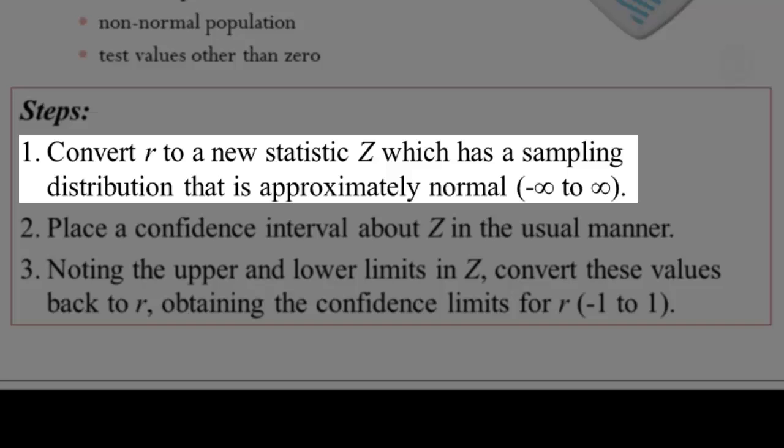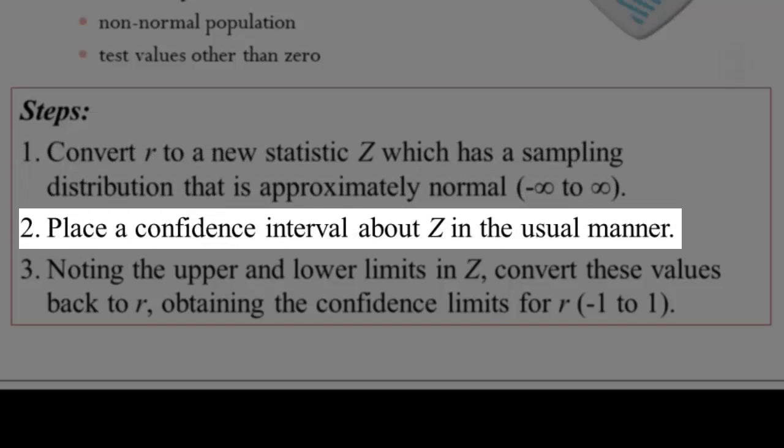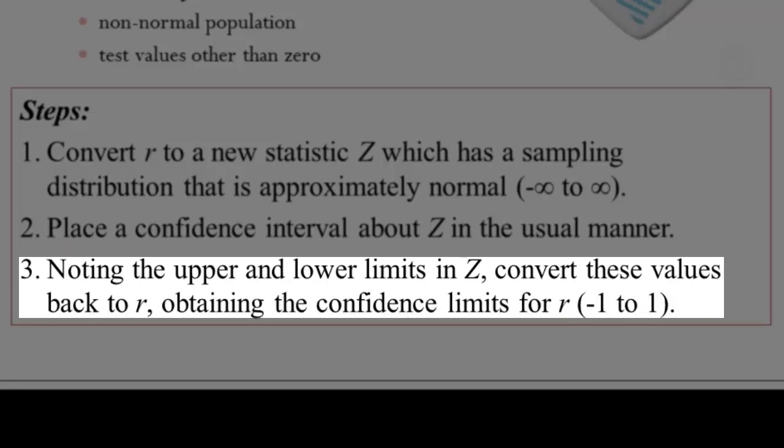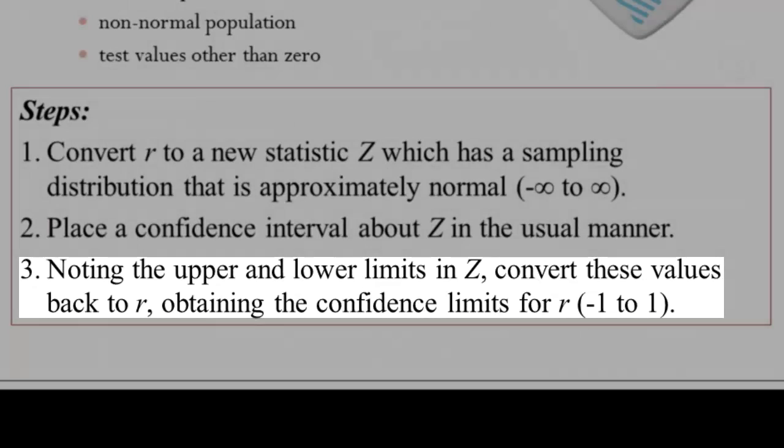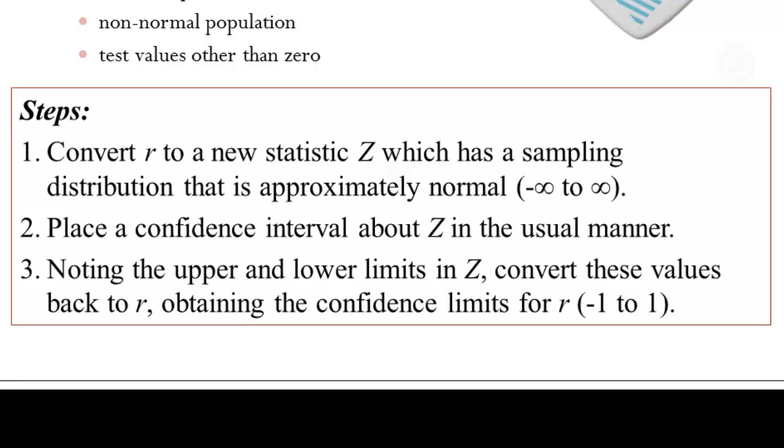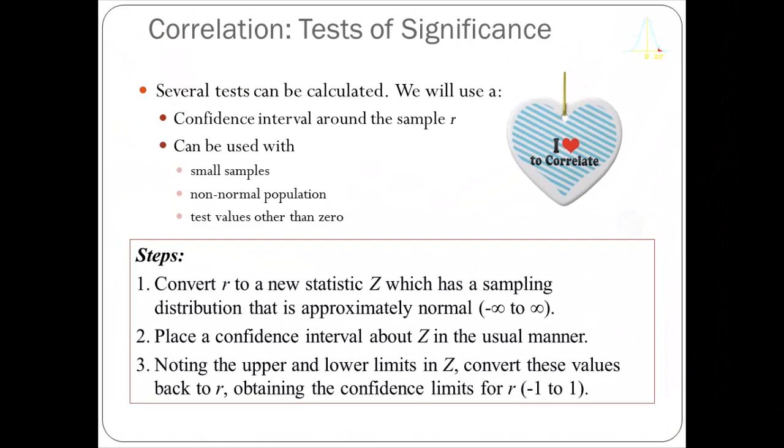We're going to take that new number Z and put a confidence interval around that the way we normally put a confidence interval around things. That's step number 2. So we're going to take Z plus or minus some t statistic times a standard error. And then in step 3, we're going to figure out what the upper and lower bounds of our confidence interval are in Z, and then we're going to convert them back to R, so they're again on that scale of -1 to 1. We then check and see whether 0 falls in that interval, fail to reject the null, or whether 0 falls outside the interval, and we reject the null.